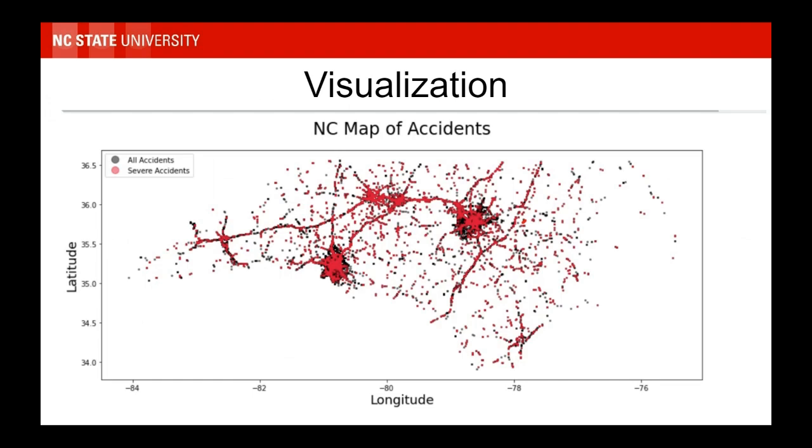We visualized the location of the accidents by plotting longitude and latitude of the occurrences and overlaid a North Carolina map. You can see the severe accidents versus all accidents on the plot.